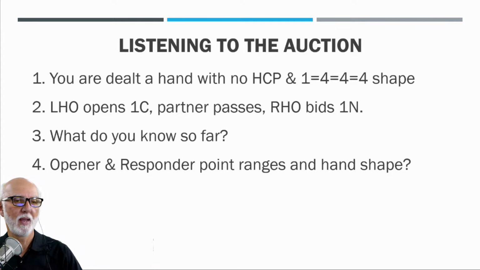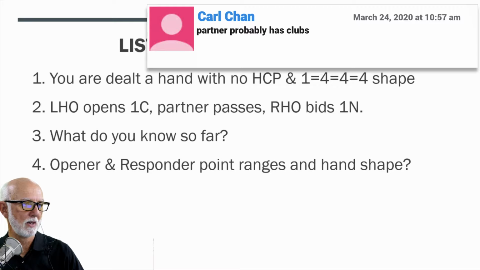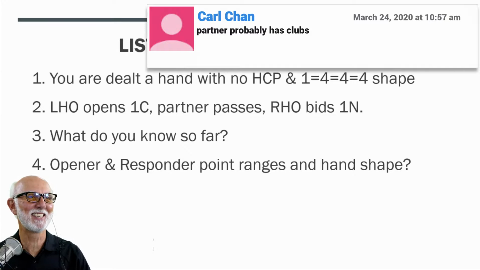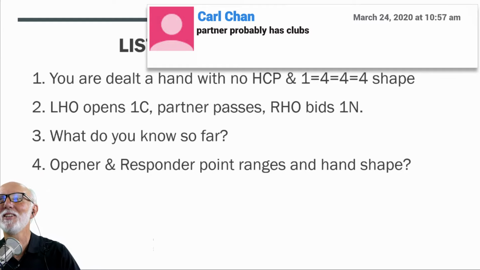So, and I don't see the comment popping up, so I need to go over here and go into the titler screen. And there it is. Well, one of them anyway. Partner probably has clubs, from Carl. And John says, expect partner to bid on the next chance. John, another good item. I appreciate that.